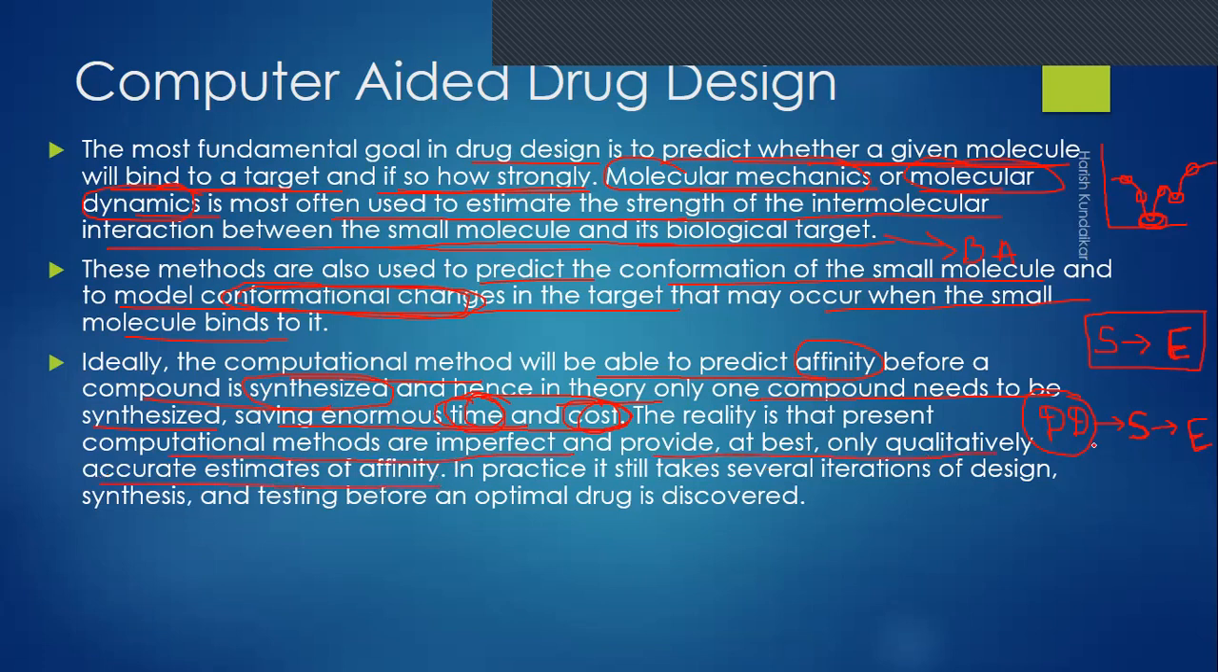So what does that mean? कि हम लोग को we have to design more than one drug, and then we have to synthesize those number of drugs, and then we have to evaluate those many number of drugs. It still takes several iterations of design, synthesis, and testing before an optimal drug is discovered. So ideally, एक ही बार में drug design करके एक ही synthesis करके evaluate करके बस बात खत्म. That should be what ideally computer aided drug design should do. But ऐसा नहीं होता.